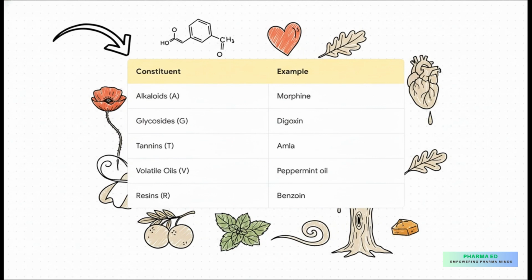A is for alkaloids, like morphine. G is for glycosides, like digoxin. P, well, pharmacist is for... Oh, wait, the trick is a good pharmacist treats very responsibly. Right, let's try that again. A for alkaloids, G for glycosides, T is for tannins, found in amla, V is for volatile oils, like in peppermint, and R is for resins, like benzoin. See how that works? It's a great way to link the plant to its active ingredient.